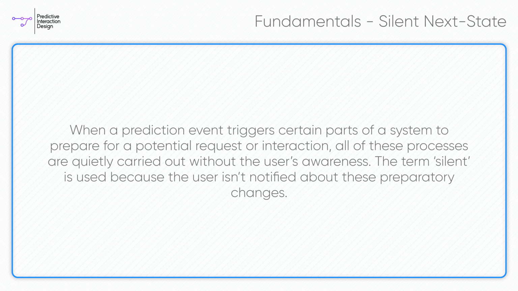Now, this is really good because if we predict that a user is going to interact with the system, and then we enter silent next state, but then the user actually doesn't interact with the system, well, the user has no idea that any changes in the system happened at all, so they won't have any form of unease with the system doing something without their direct request.